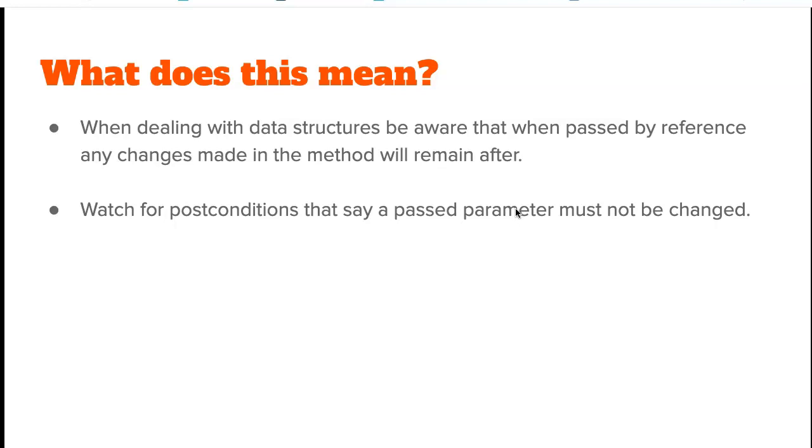And the second thing is watch for post conditions that say a passed parameter must not be changed. A lot of times you'll see problems, and I've seen this on the AP exam and I've seen this on the IB exam, where you'll be doing something and it will indicate that the passed parameters, or sometimes you'll see something called the implied object, which we haven't talked about here, must remain unchanged. So for the purposes of what we talked about here, if there's ever a parameter that is a reference type, be very cautious if you change it, because like I said, those changes will persist when that is done.